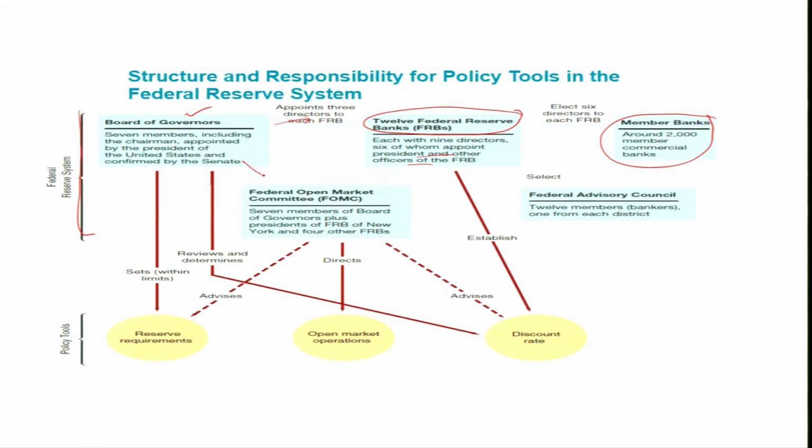Then there is the Board of Governors, and these 12 Federal Reserve Banks form the Federal Open Market Committee. Here there are the 7 members of the Board of Governors plus the presidents of the Federal Reserve Bank of New York and 4 other Federal Reserve Banks. So that means the Federal Open Market Committee was set up through the Board of Governors and representatives of the 12 Federal Reserve Banks. The main agency that carries out monetary policy is the Federal Open Market Committee.